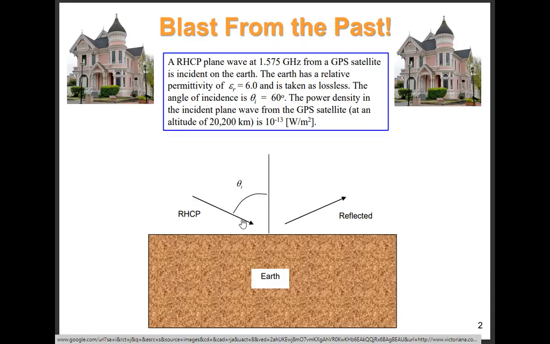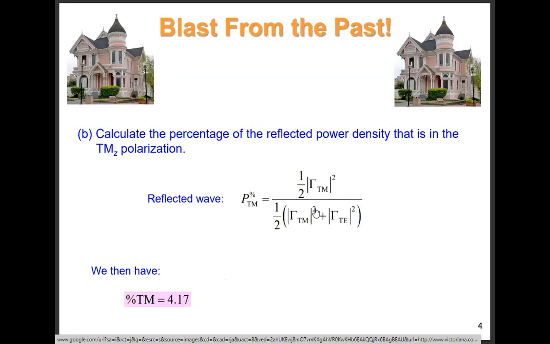If this incident wave was coming in not at 60 degrees, but at the Brewster angle, how much power would be in the TM wave that gets reflected? Zero. Now, this is not at the Brewster angle, so there's some TM power, but it's only 4% of the total in the reflected wave, right? Okay. But anyway, part C was almost exactly that kind of thing.